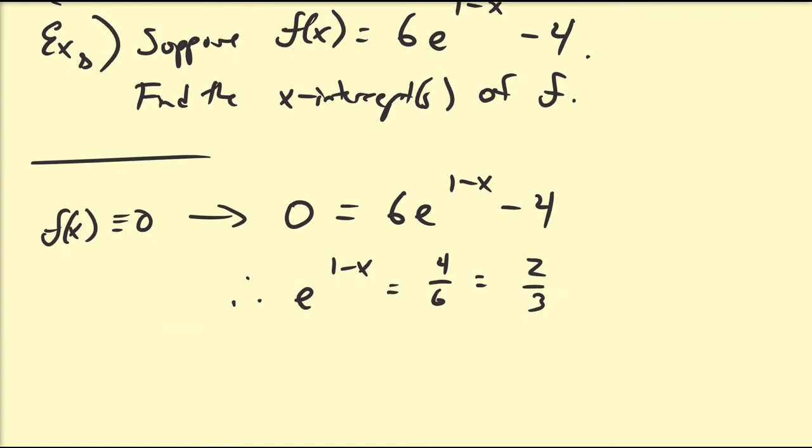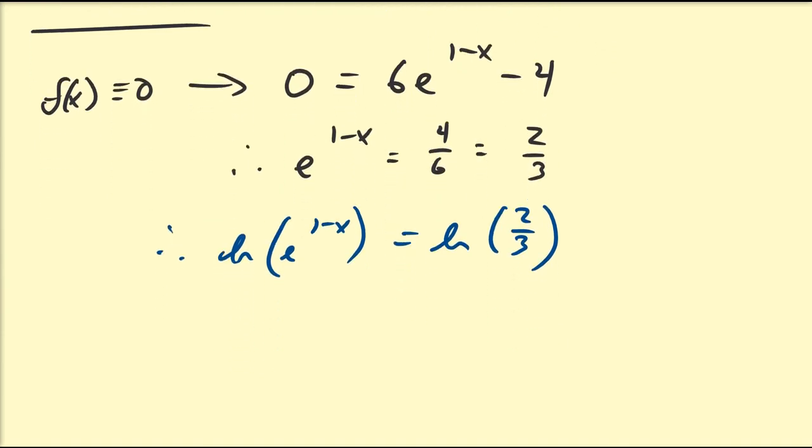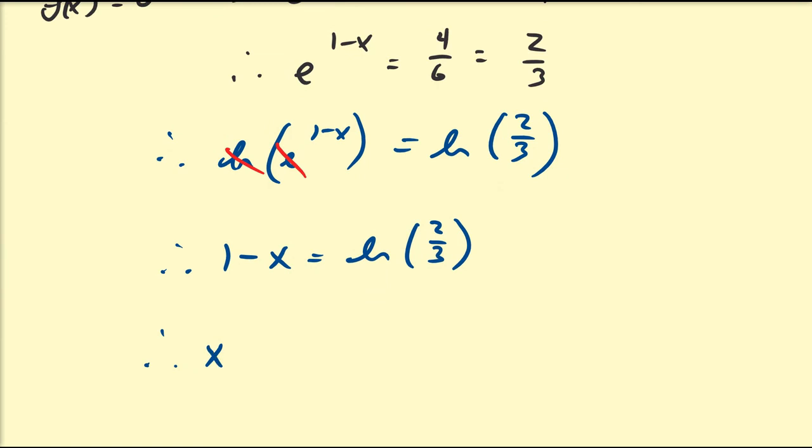I'm then going to introduce a natural logarithm to both sides. So the natural log of e to the 1 minus x is going to be equal to the natural log of 2/3. And then I can just cancel out the natural log and e here because they're inverses. So then I'm just going to be left with 1 minus x is equal to the natural log of 2/3. So 1 minus x is equal to that, so I can easily solve for x. That means x is going to be equal to 1 minus the natural log of 2/3, right?